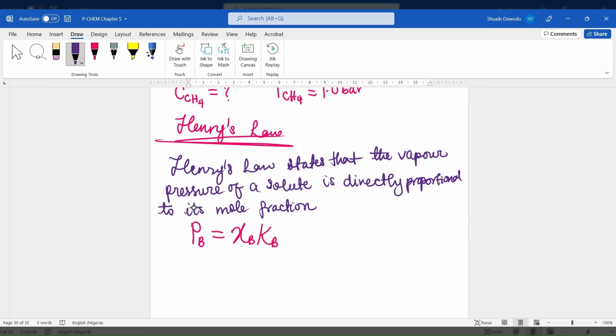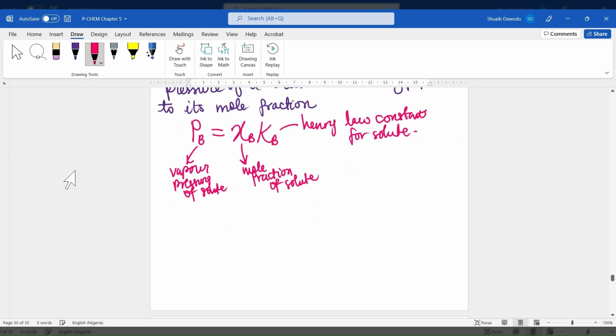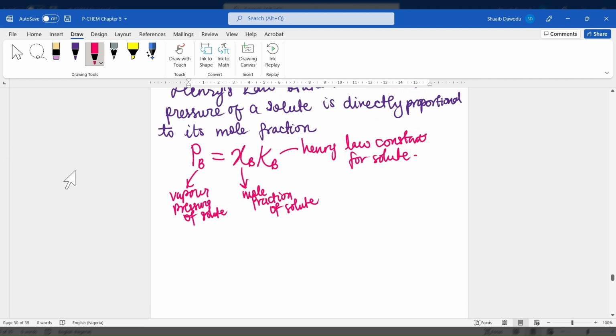Let me just write that down. Here, P sub B is the vapor pressure of the solute. Here, X sub B is the mole fraction of the solute. And here, K sub B is simply Henry's law constant for the solute.